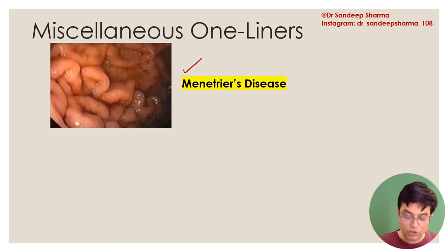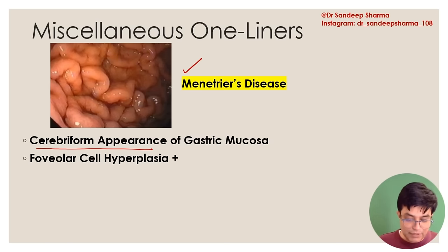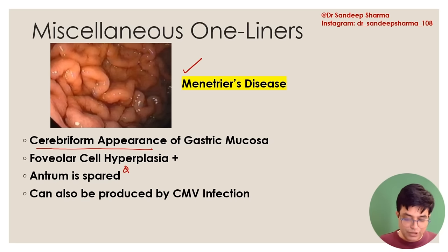What are the key points about Menetrier's disease you should know? There is cerebriform appearance of gastric mucosa. There is also foveolar cell hyperplasia. Antrum is always spared in the patient. It's a past NEET PG question and can also be produced by CMV infection. It's again a past INICET question. NEET PG mein aap bolenge sir ye kyun padha rahe hain, because Menetrier disease pe question aa chuka hai.